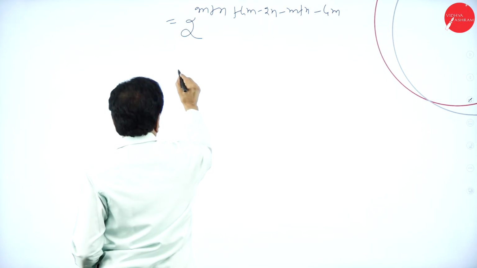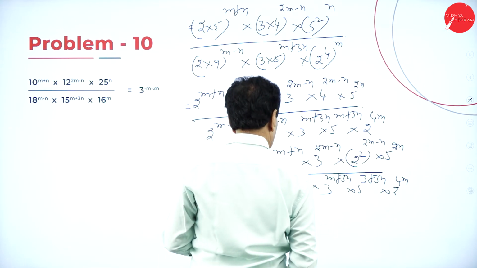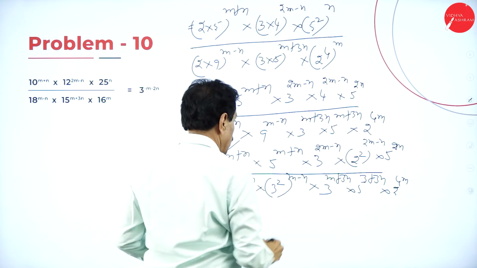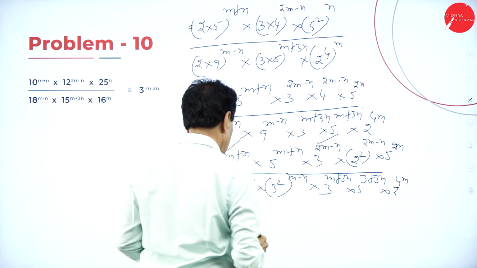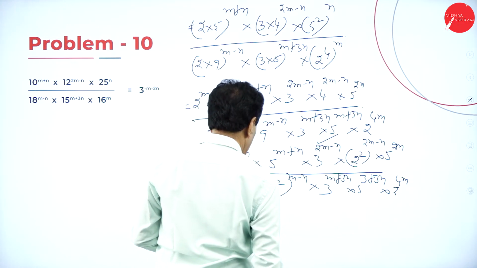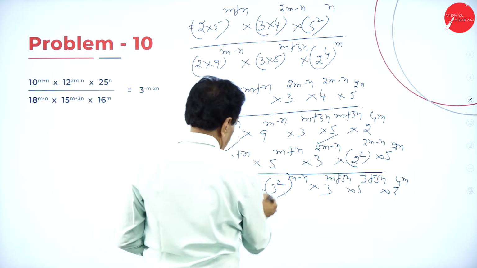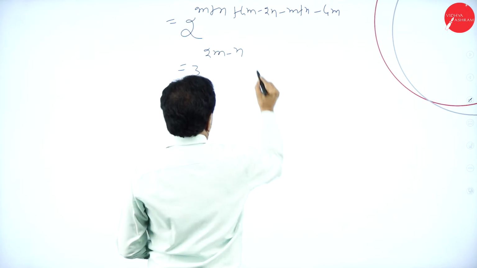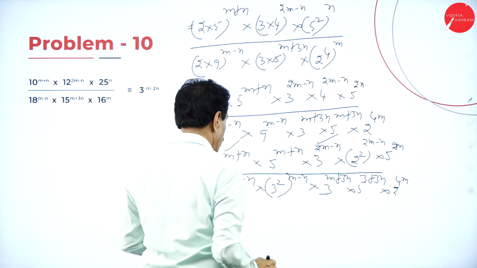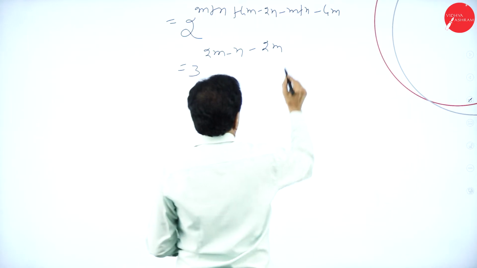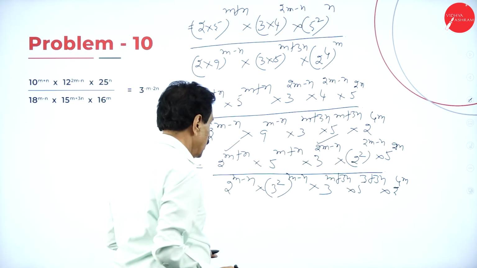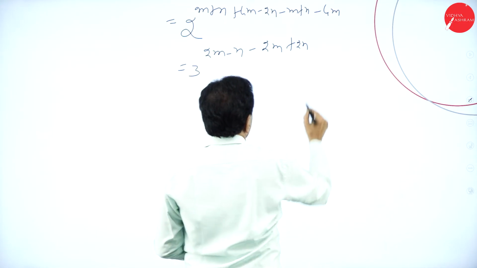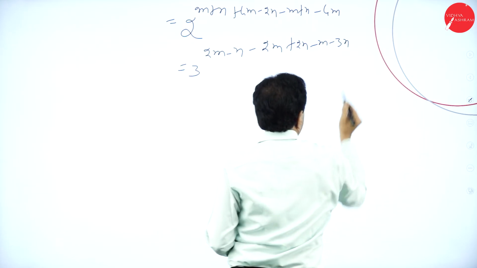Come back to 3. 2m minus n. This is 3. Then minus 2 plus 2m, minus 2m, minus 2m plus 2n, then minus m minus 3n, 3n.